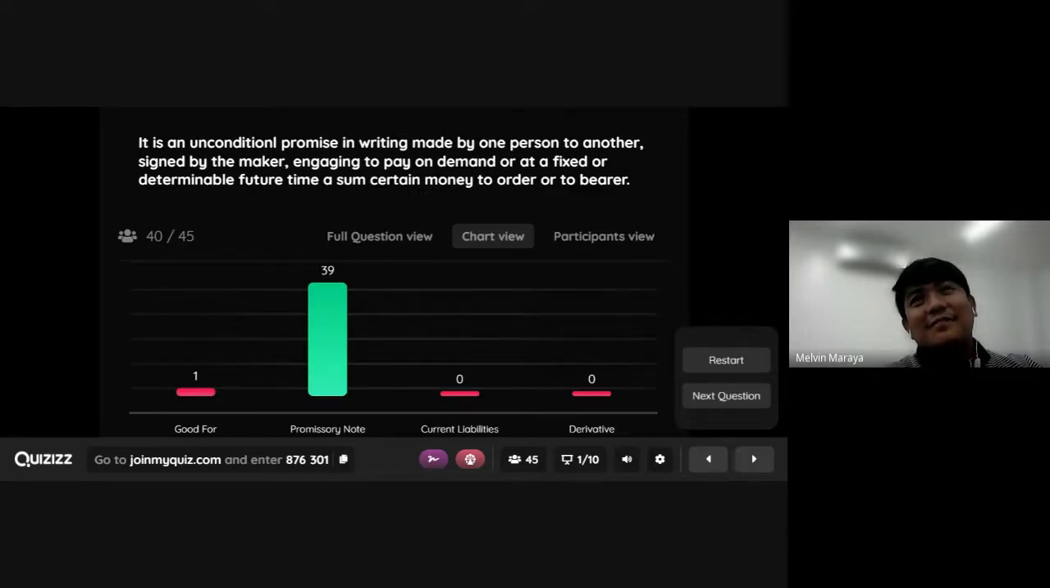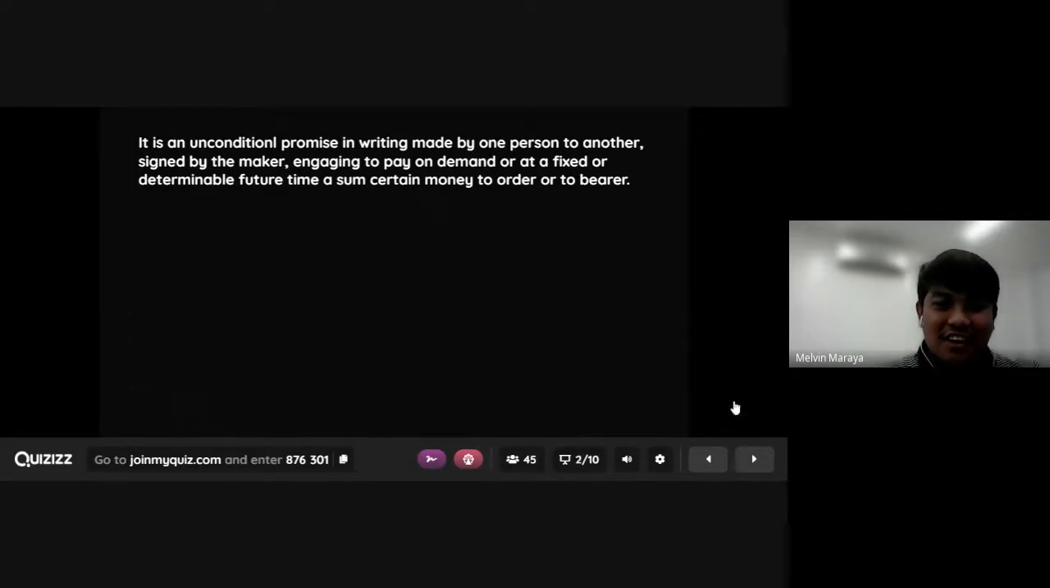Yung current liabilities, it is just a classification of a liability. While derivative, it is a different accounting concept that later you will encounter. Okay? Sige. Let us proceed to the next question.